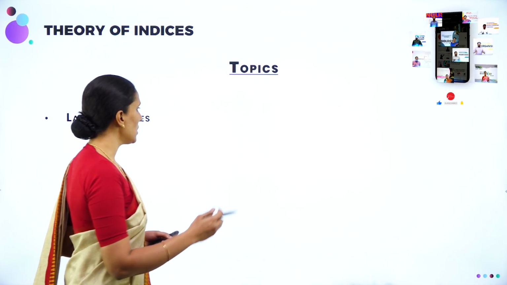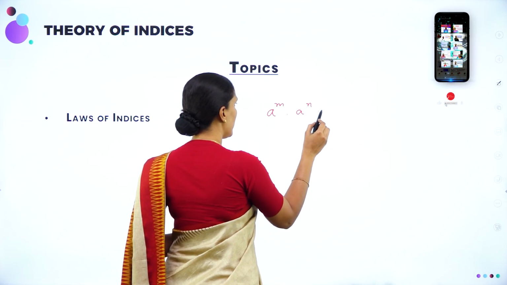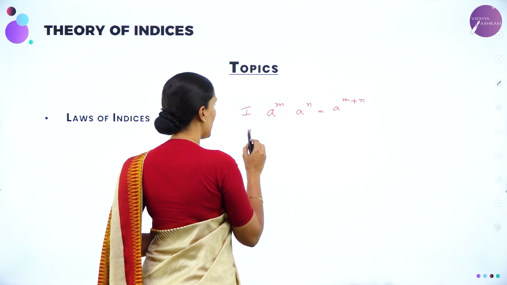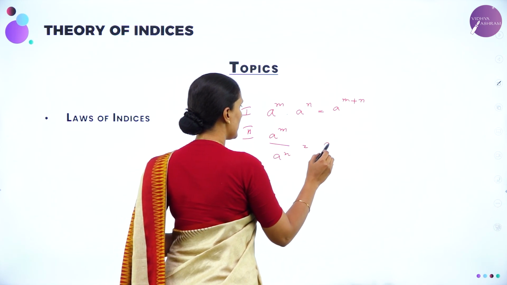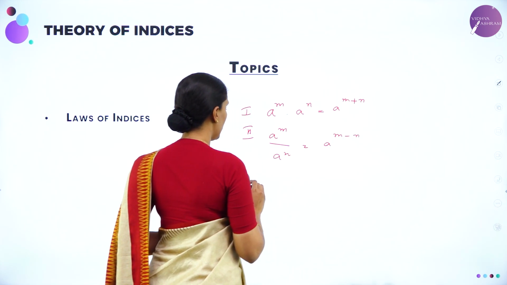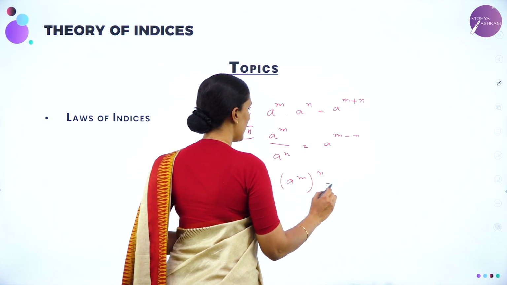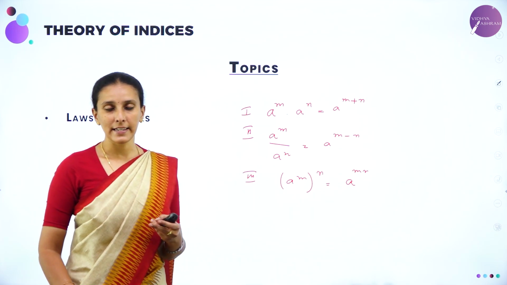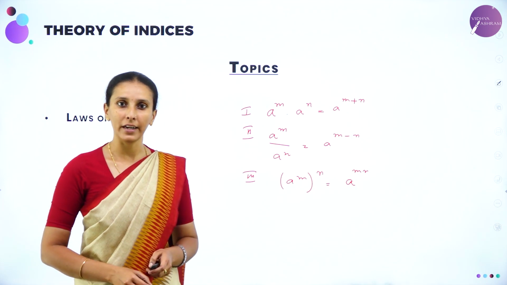Now, we have learnt the laws of indices. A power m into a power n is equal to a power m plus n, the very first law. And the second law is a power m by a power n can be written as a power m minus n. And the third law states a power m whole power n is equal to a power mn, provided a is any real number and m, n are any non-zero positive integers.